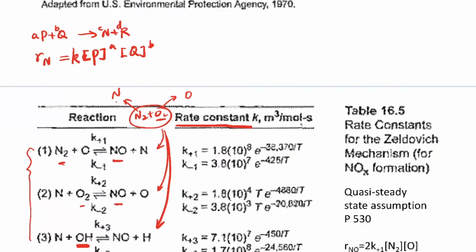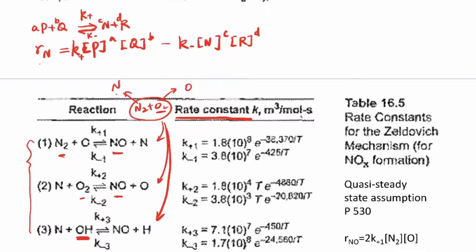And if we're talking about reversible reactions, let's say this is K plus, this is K minus, and that's going to be further equal to K minus multiplied by the concentration of N to the power of C multiplied by the concentration of R to the power of D, okay. So this is the reaction rate of the species N here. And to calculate how much of the species N are being formed over a certain period of time, we can just multiply this Rn by time, okay?